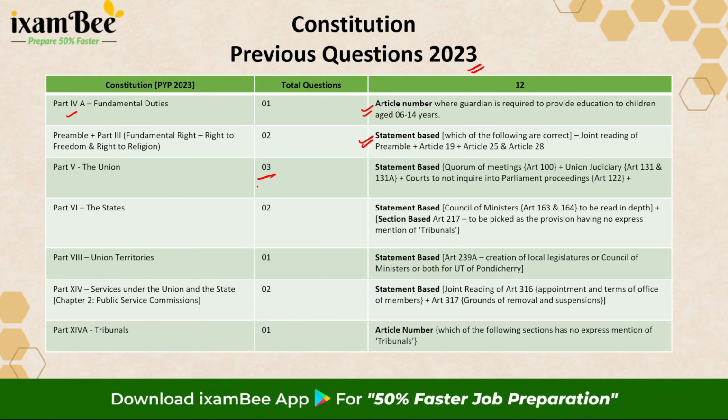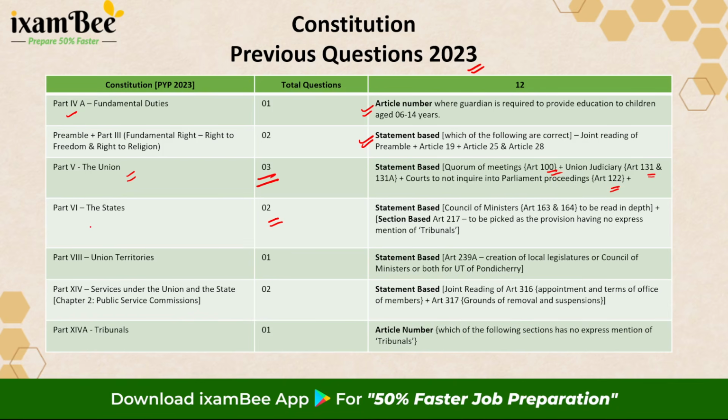There were 3 questions, the highest number of questions asked, from part 5, the union. Here the questions covered article 100, article 131, 131A and article 122. These were also statement based questions where you had to identify either the correct or the incorrect statement.